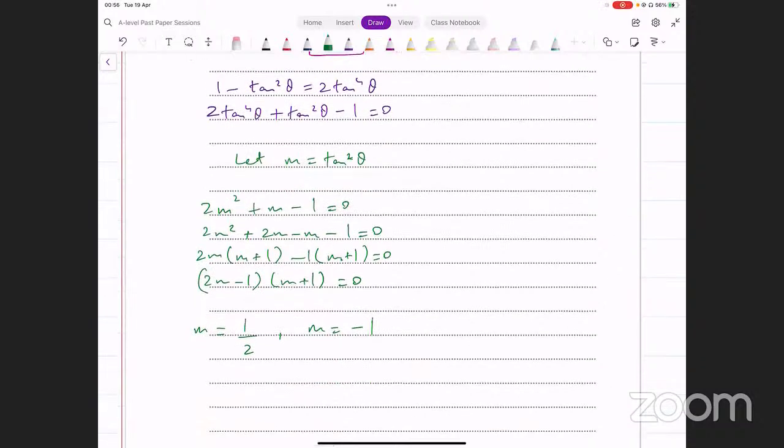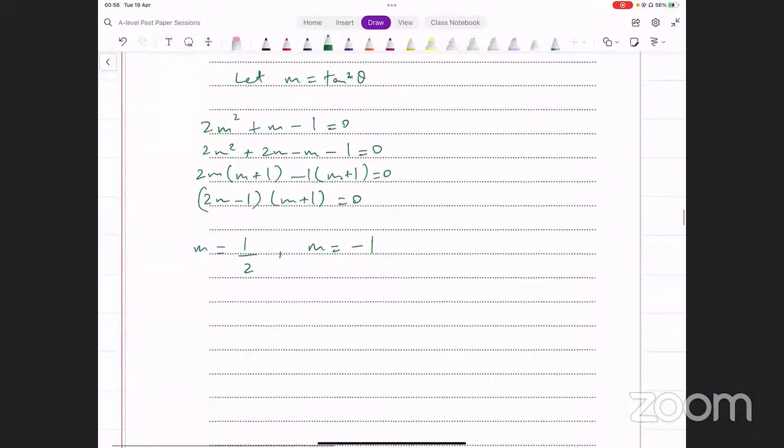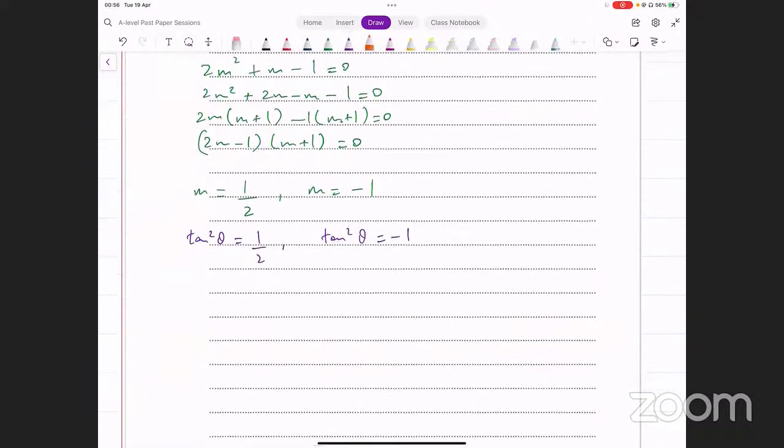ठीक है, लेकिन m क्या था? m तो tan square theta था. Let's input that back now. Tan square theta is 1/2 or tan square theta is minus 1. अब square तो negative नहीं हो सकता. So tan square theta equals minus 1 is not going to give us anything. This is not possible. Right? Square root of -1, ये तो error आ जाएगा.